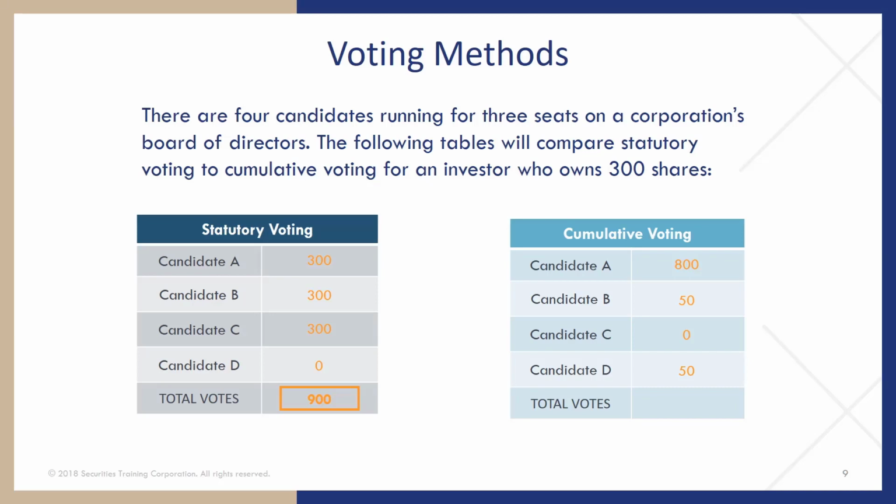In statutory, the large shareholders could have an easier time electing members of the board. But with cumulative, many of the small shareholders could decide, we all want candidate A, accumulate their votes, and candidate A may receive a seat on the board. But either way, the total number of votes in either case is 900 votes.